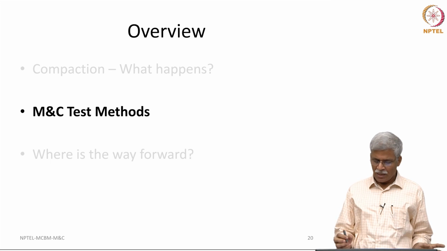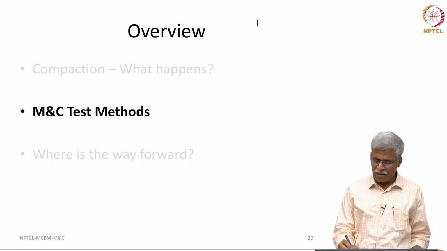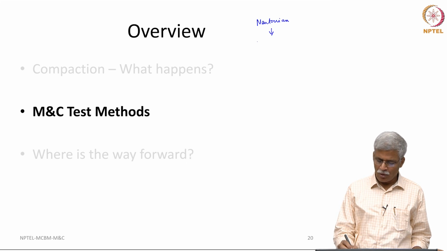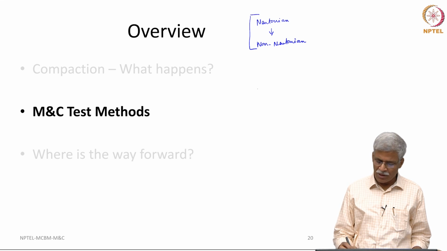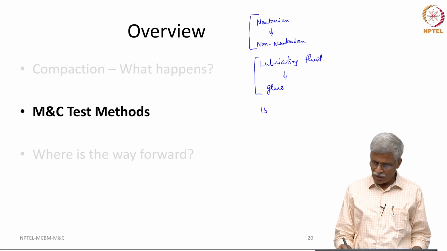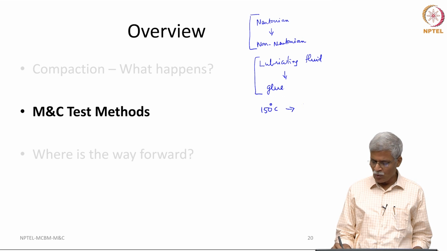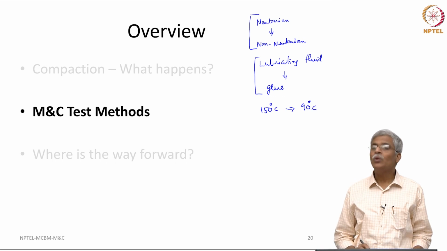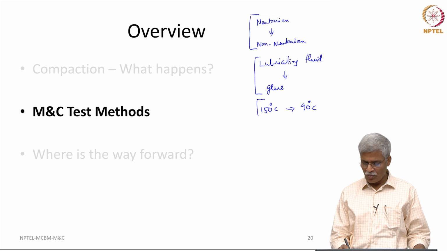So, to summarize, in the field the response of the binder varies from Newtonian to non-Newtonian, and this is the first set of terminology that we used. We also said we wanted it to behave like a lubricating fluid to a glue, and we started talking about the compaction process that goes from 150 degree centigrade to 90 degree centigrade. So, this is about the field.